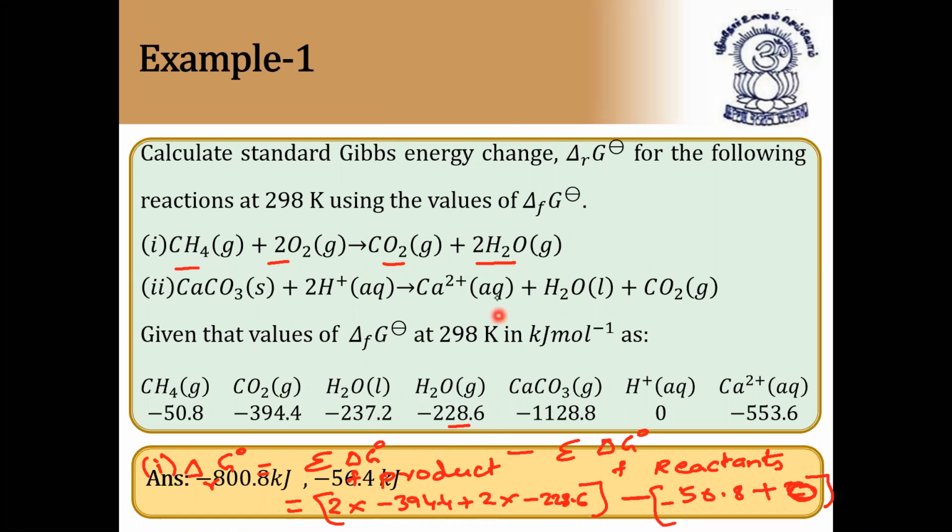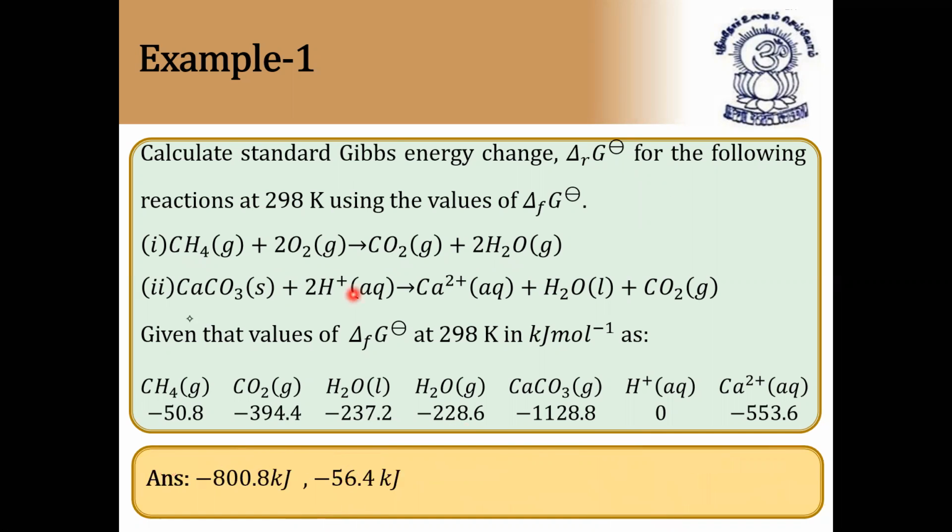I hope it is clear. So 2 into minus 394.4 plus 2 into minus 228.6. Just add them, keeping in mind minus and minus becomes plus. Then if you remove 50.8, you'll get the answer. I hope it is clear. Next. Second question also the same way. Reactants, whatever it is given, you have to take, products, same thing. So you will get minus 800.8 kilojoules and minus 56.4 kilojoules. Next question.